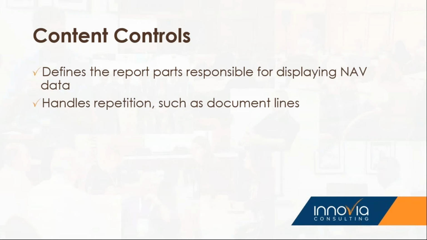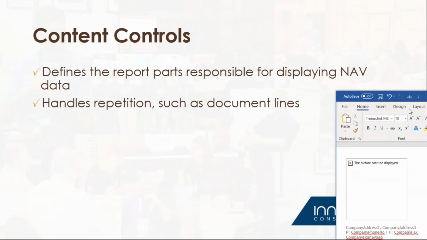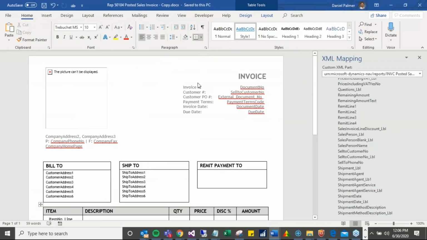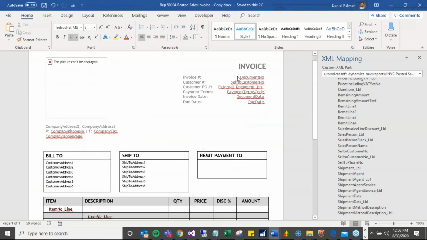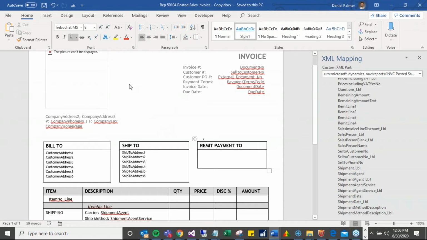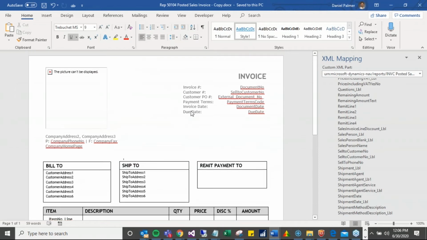Content controls also handle repetition. So if you have lines on a document, sales lines, for example, you're going to have one sales line showing on the layout, but that will repeat if you have multiple lines on your actual sales order. So I'm going to show you guys, let's drag this over. So this is an example of a posted sales invoice. This is customized, so this is not quite what it's going to look like if you just go to grab this.